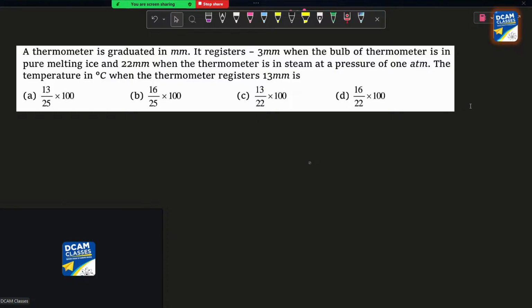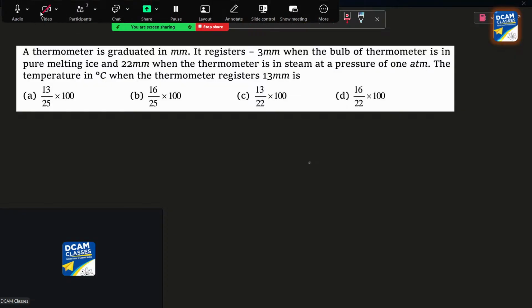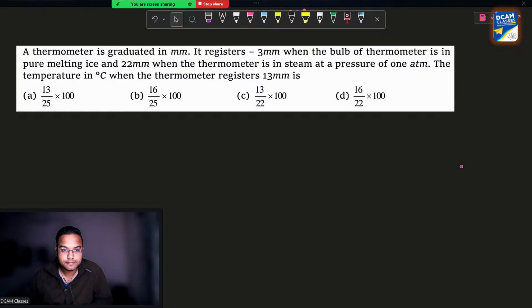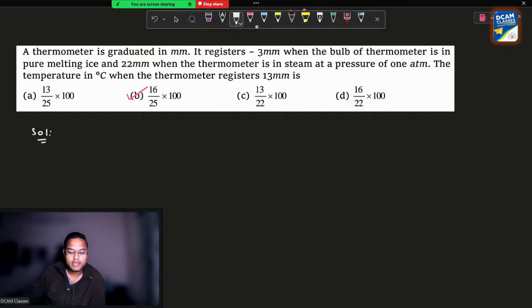So it is option B, 16 by 25 100. Correct. It's option B. Actually, not difficult. It's easy only.